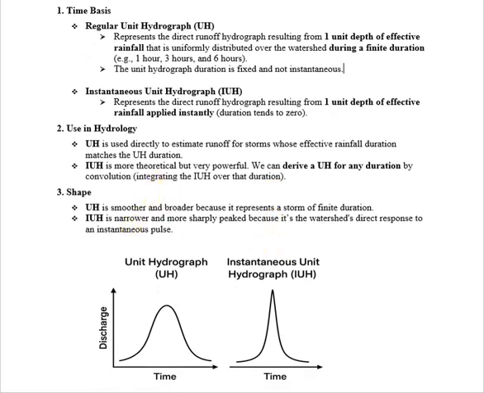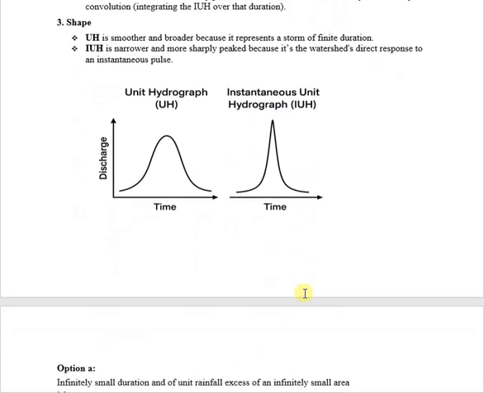Also based on shape, the unit hydrograph is smoother because it represents a storm of finite, fixed duration. But in the case of the instantaneous unit hydrograph, the shape is very narrow and more sharply peaked because the watershed's direct response is to an instantaneous pulse of infinitesimal time duration. Due to that reason, the hydrograph shape is narrower and more sharply peaked.